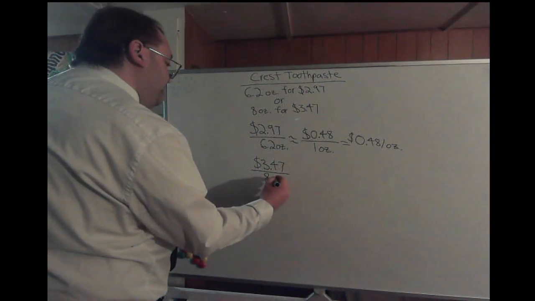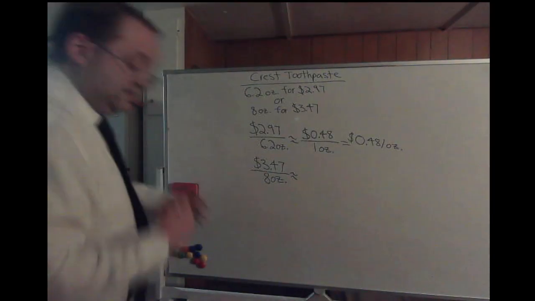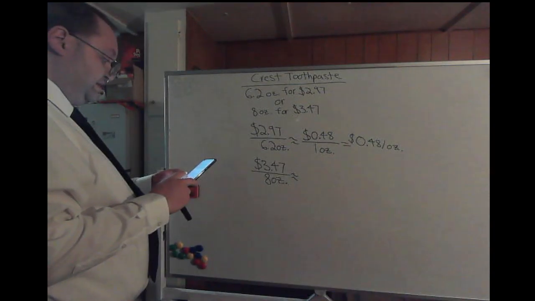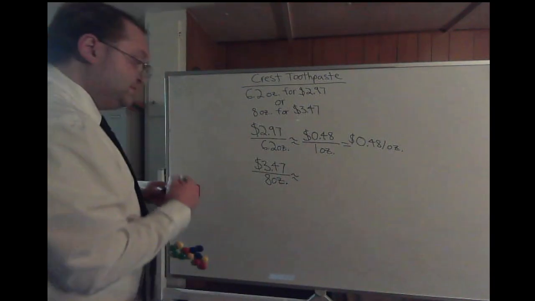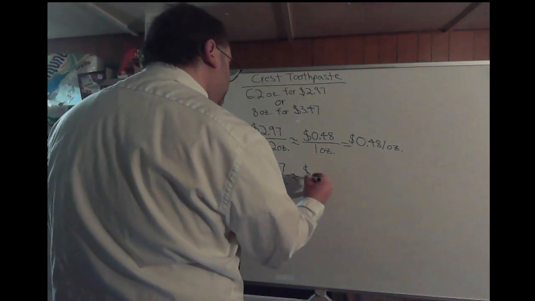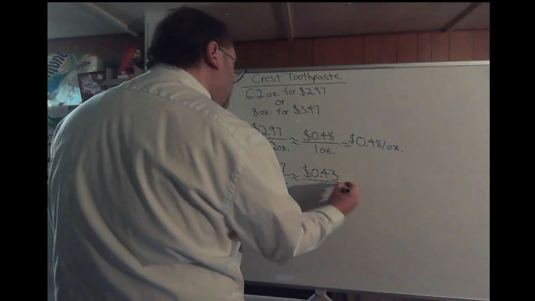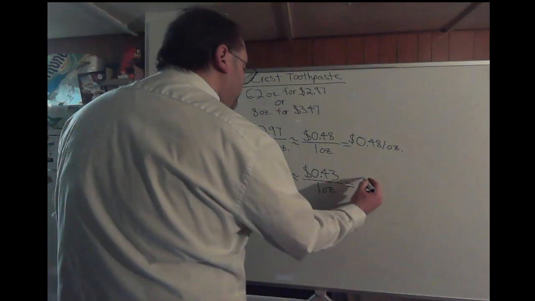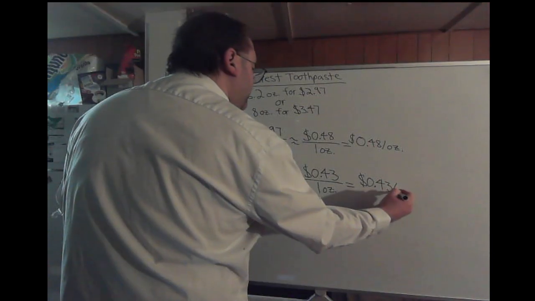So in order to get that result, we'll divide both numerator and denominator by 8. 3.47 divided by 8 comes up to about 43 cents an ounce. $0.43 for 1 ounce, so that means it is 43 cents per ounce.